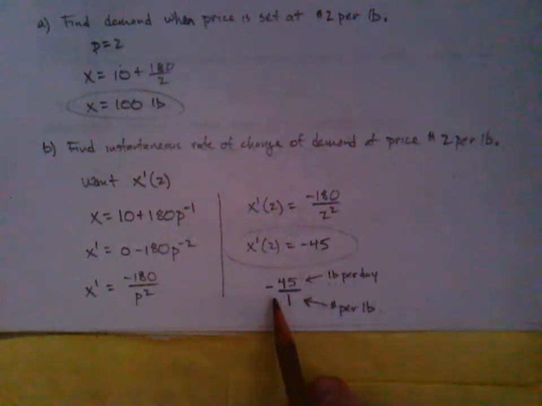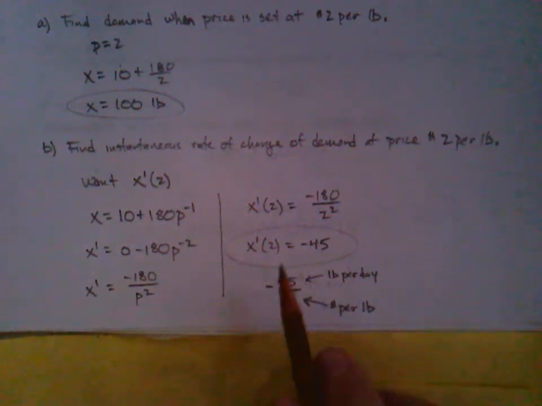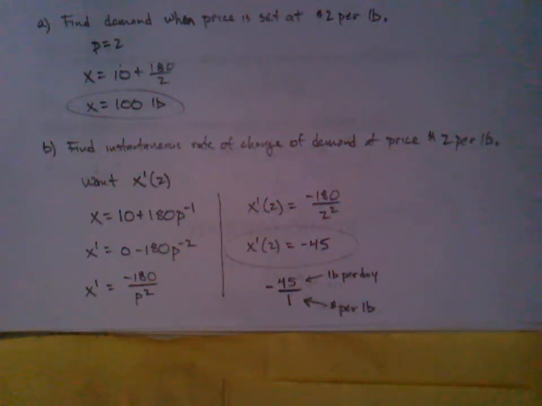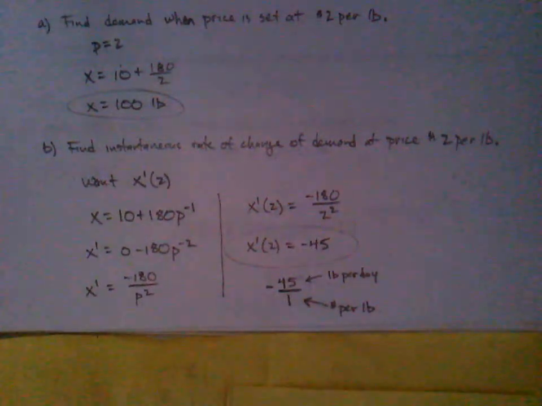Okay, we've got a negative answer here. So if that price goes up, they're not going to sell as many pounds per day. Okay, so it's dropping. Now again, that makes sense, right? If they charge more, they don't sell as much. And so that makes sense. And so there you go. Okay, pounds per day per dollar per pound.